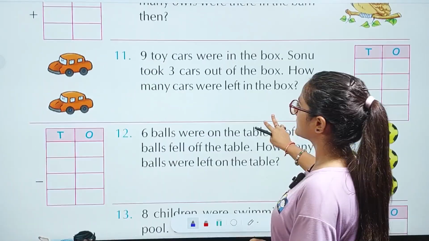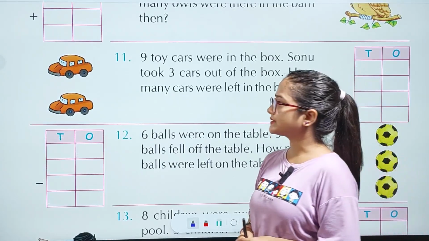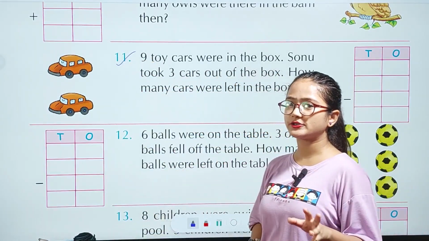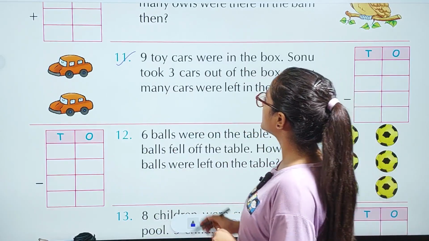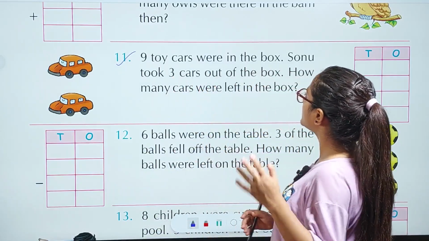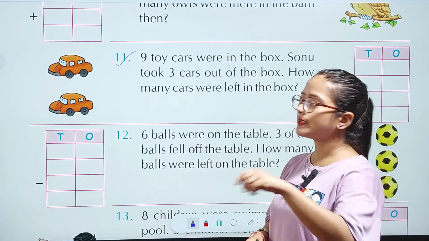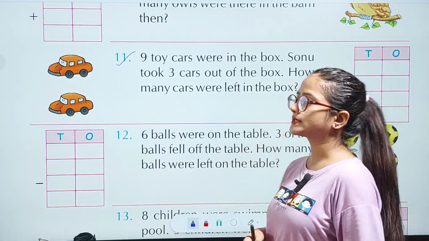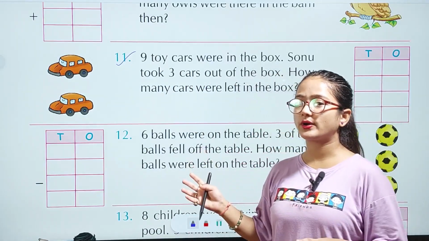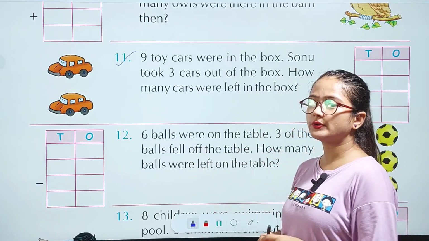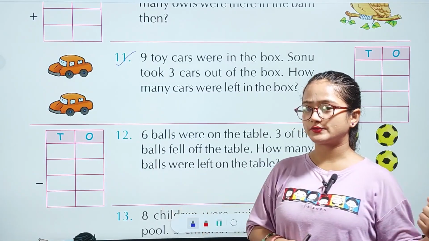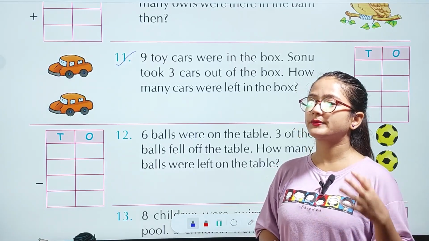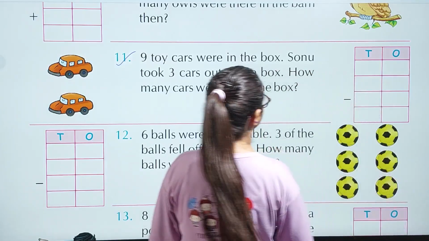Now students, we're going to do another word problem which is about subtraction only. The question is: 9 toy cars were in the box. Sonu took 3 cars out of the box. How many cars were left in the box? In total there were 9 toy cars in the box, but Sonu took out 3 cars. So how many cars are left? Basically you have to subtract 3 from 9.